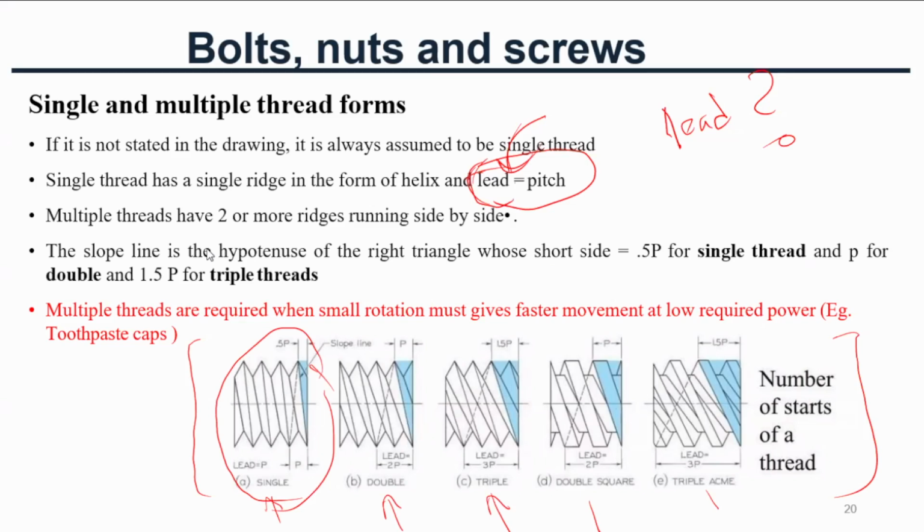You have a ball, a thread ball, and you have a nut here. So you can move this nut. We can say the distance a nut moves in one revolution is called lead.